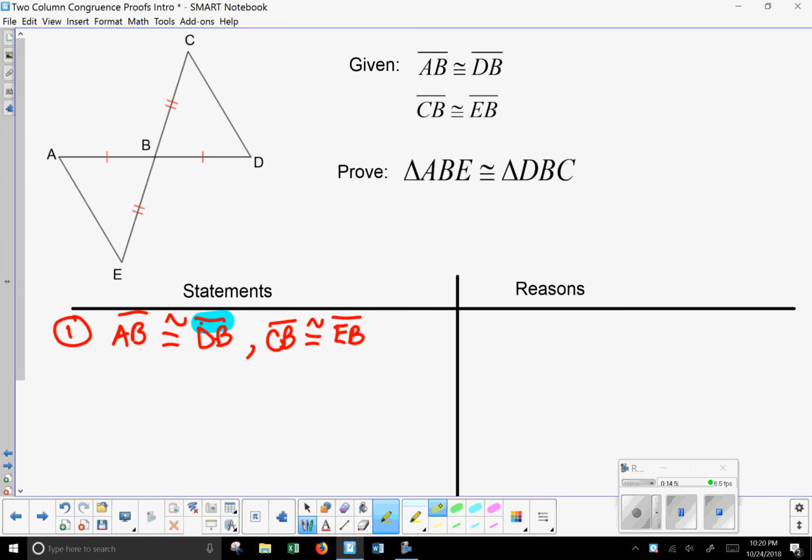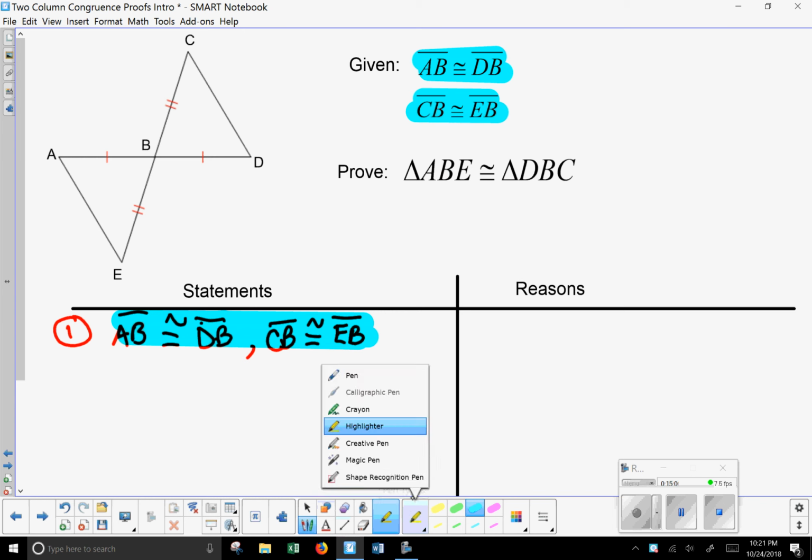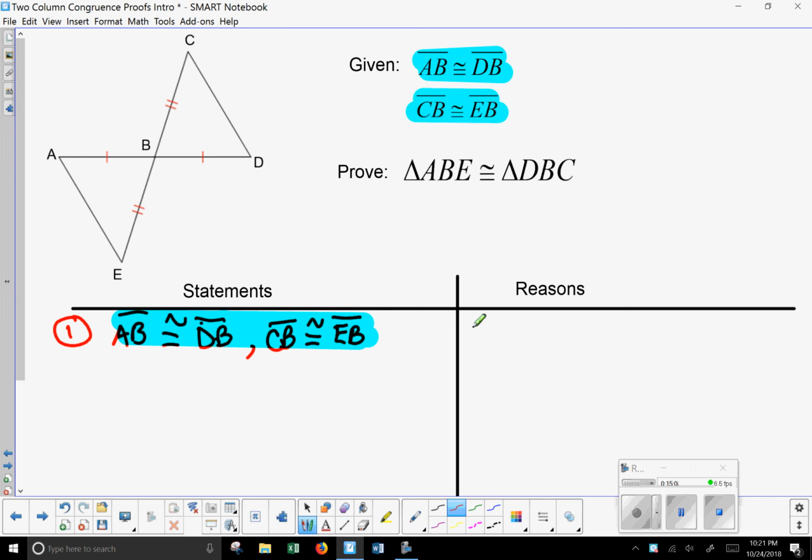I know that because my given information is my first statement in a proof every single time. How do I know that's true? I know it's true because that was what was given to me. Okay, so that was statement 1.